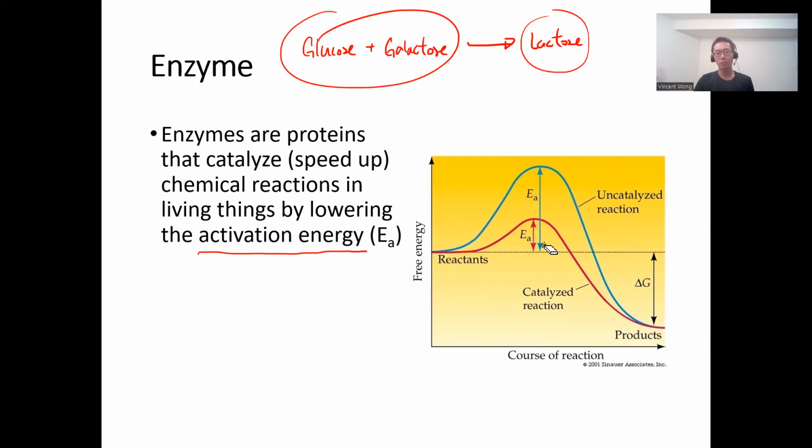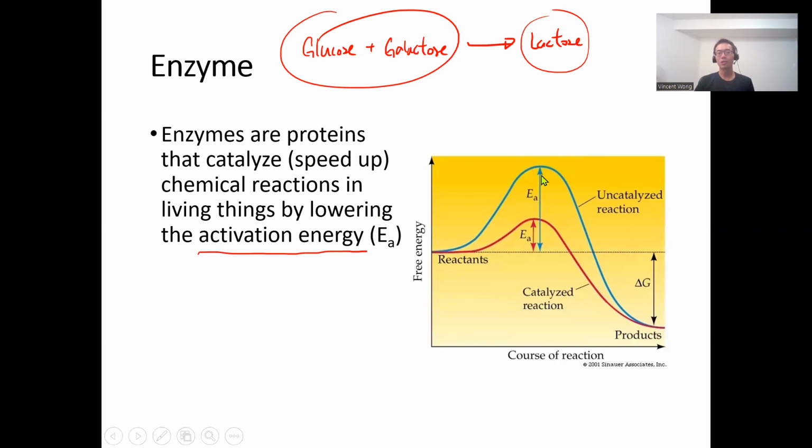So you can see the blue graph here. You need a lot of activation energy. It's not possible to do this reaction in the body if we have to supply this much energy. Your body cannot afford to supply that much energy. And that's where enzyme comes in. Enzyme will help you lower the requirement, so that now you can carry out the same reaction without paying so much energy. Think of it as like a scholarship.